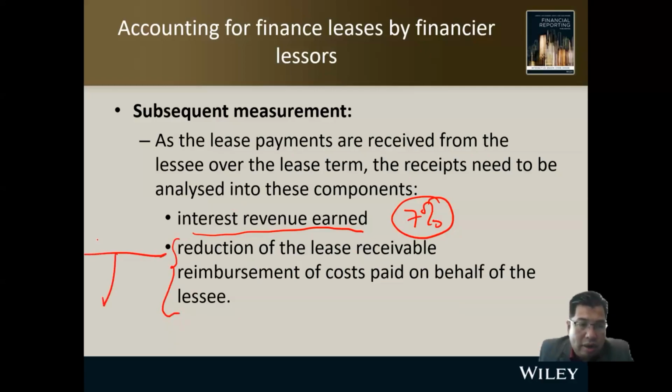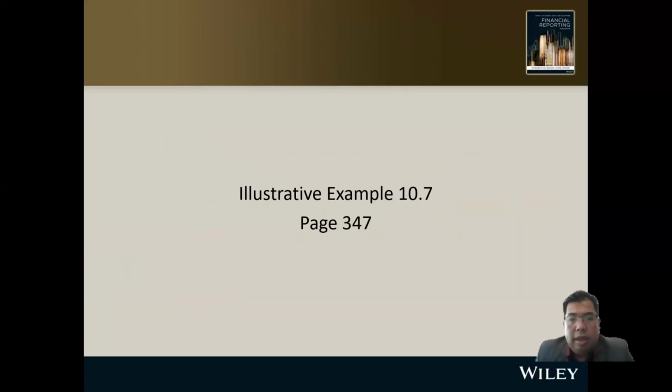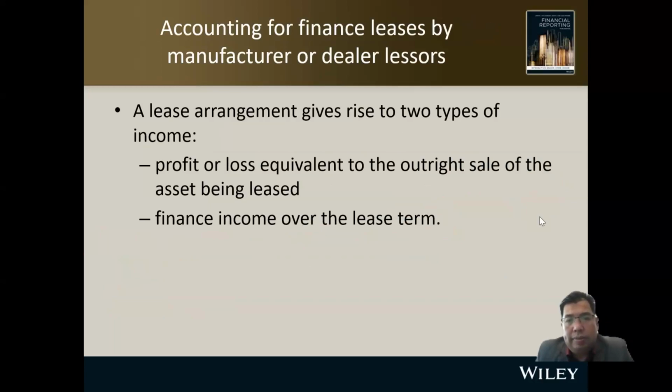This is your lease receivable. This one I'm going to credit to my lease receivable, and the balance here is your income, your income as interest revenue. Okay, let us look at more examples from the textbook.